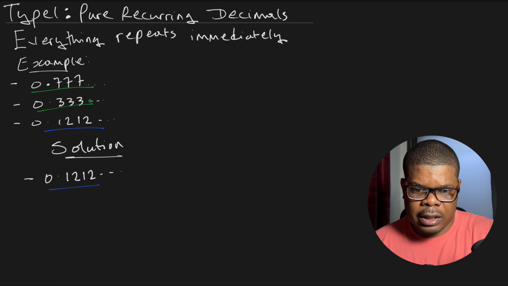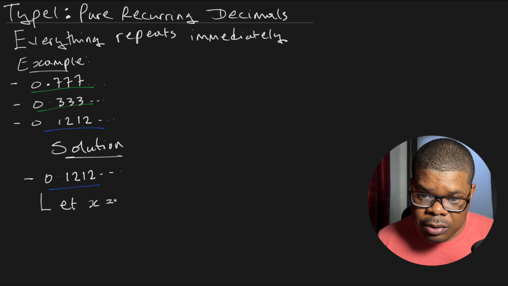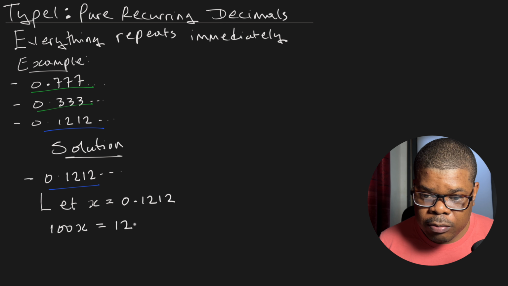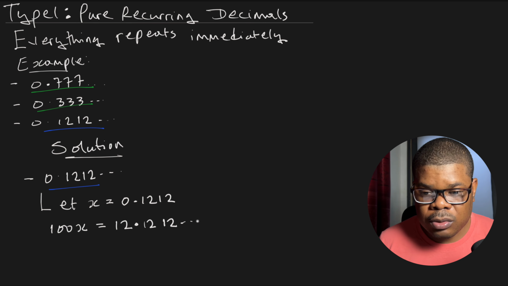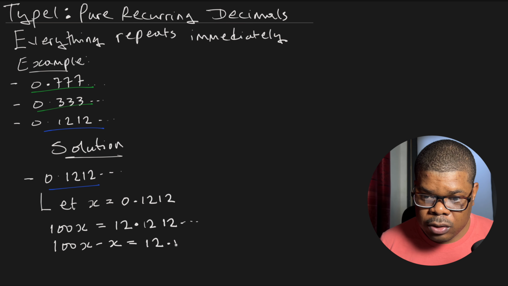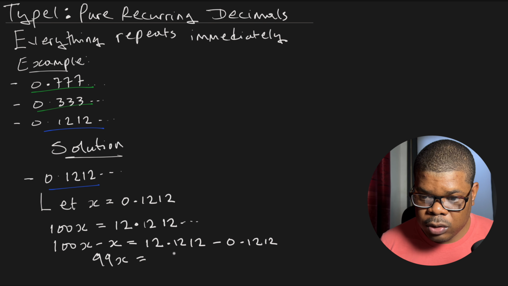So let us go back. The same procedure: let x be equal to 0.1212... Okay, so 100x is now equal to 12.1212... You see the point? So what does this tell us? That 100x minus x is equal to 12.1212... minus 0.1212... So 100x minus x is 99x, and this will give me 12.